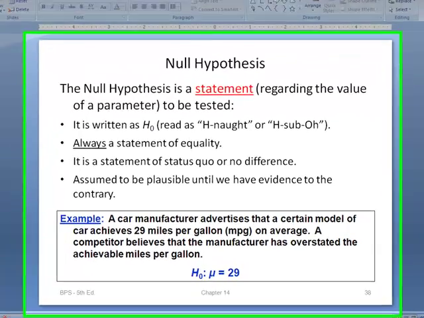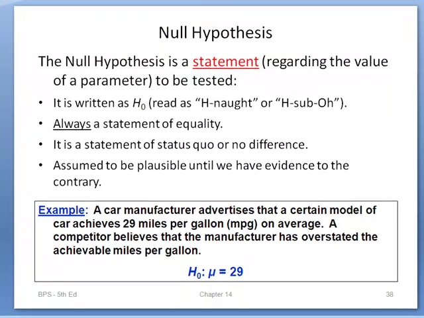The null hypothesis is a statement regarding the value of a parameter to be tested. It's written as H sub 0, which we read as H naught or H sub 0. It's always a statement of equality. It's a statement of the status quo, or no difference. It's assumed to be plausible until we have evidence to the contrary. So we're always going to believe the null hypothesis unless we have evidence to the contrary. And when we talk about evidence to the contrary, we'll be using our probability to give a quantitative answer to that.